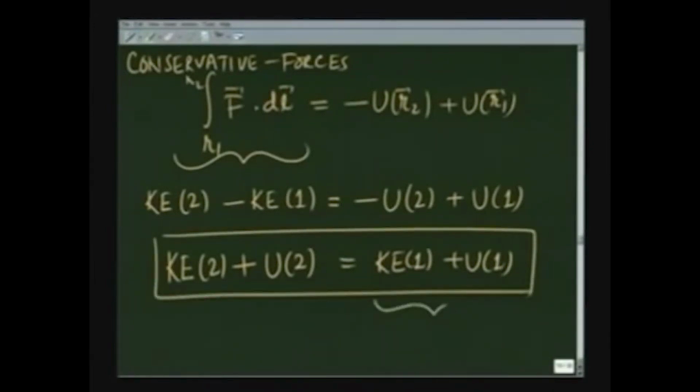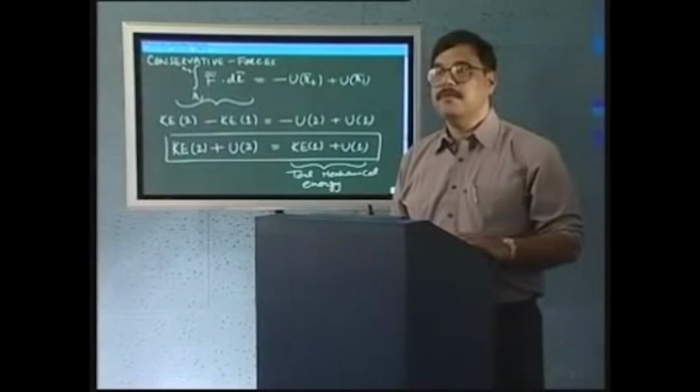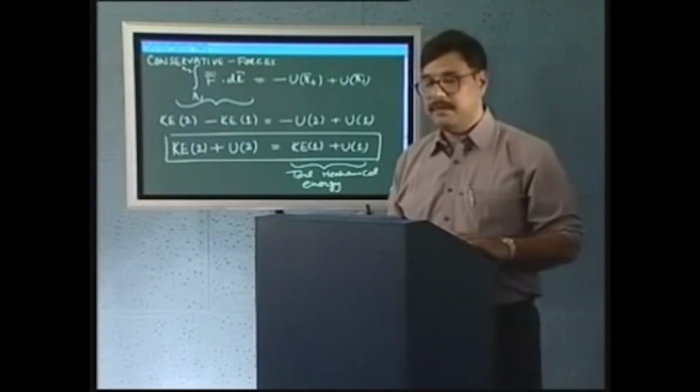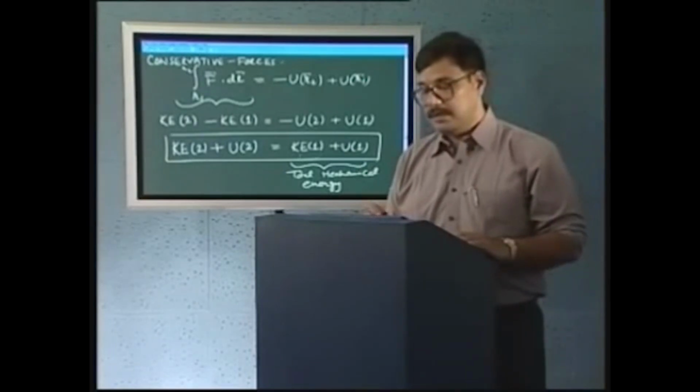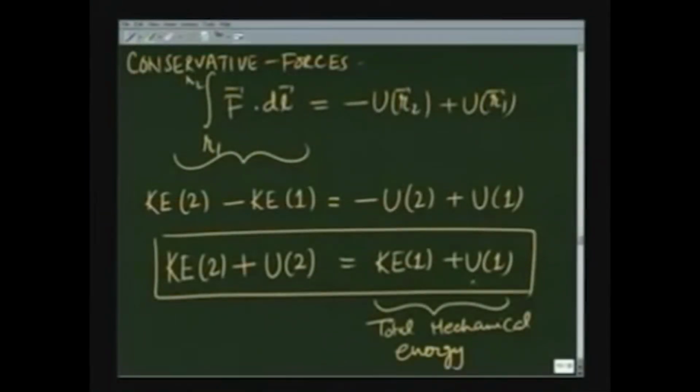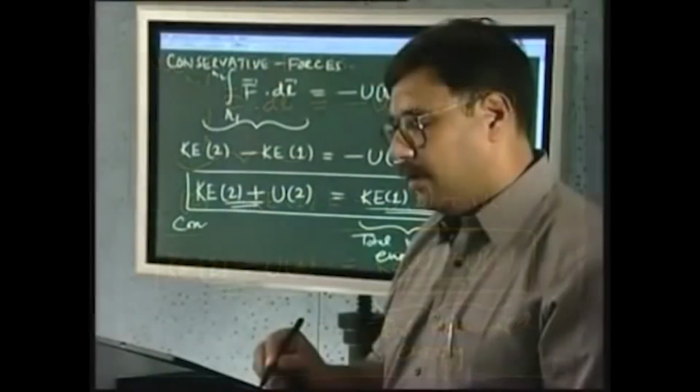I call this quantity, kinetic energy plus potential energy, the total mechanical energy. And as a consequence of the work energy theorem and the conservative nature of the force, in a conservative force field the sum of the kinetic and potential energy, and therefore the total mechanical energy, remains a constant. You see, at point 1 it is the same as at point 2, and therefore the same as point 3, point 4 and so on. This is known as the law of conservation of energy.